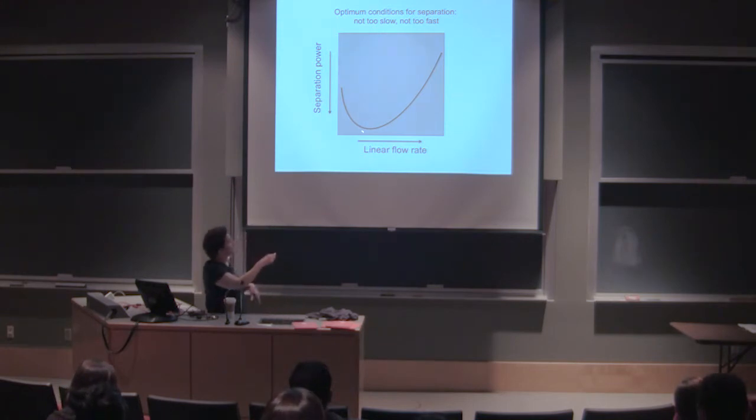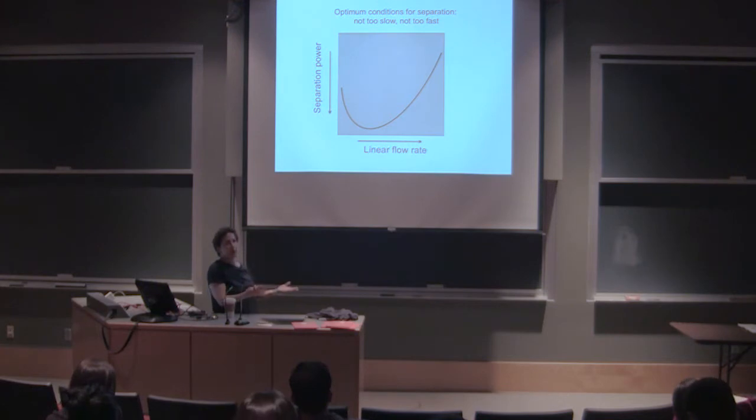And this is just a cartoon rendering by me of what these look like, but the idea is that if you increase your flow, if your flow is too slow, you have crummy separation, and if you increase it, you reach an optimized condition, and then if you continue to increase your flow, it degrades again. So it's kind of a Goldilocks approach to separation.